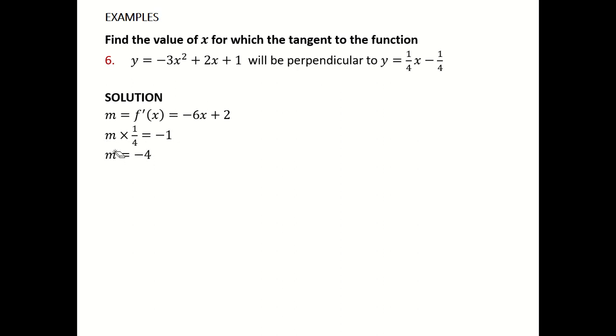M in this case will be -4. So basically, I've just found the gradient of the tangent. So I'm going to go back to my gradient formula. And where there's m, I'm going to substitute this m, which is -4, and this -4 is simply the gradient of the tangent.